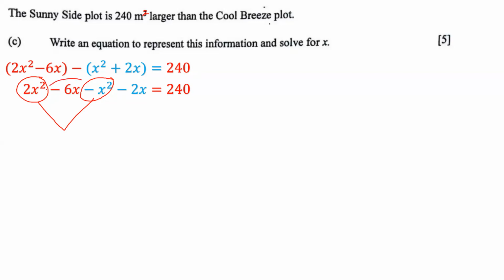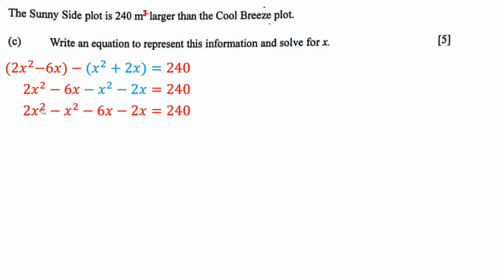And then we also need to combine the x's. So 6x and 2x, negative 2x, need to be together. And so that's what we're going to do in this next step. Combine the like terms. The x squared go with the x squared, and the x's go with the x's. So let's do that.